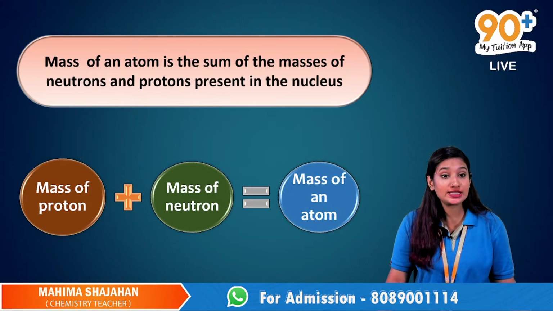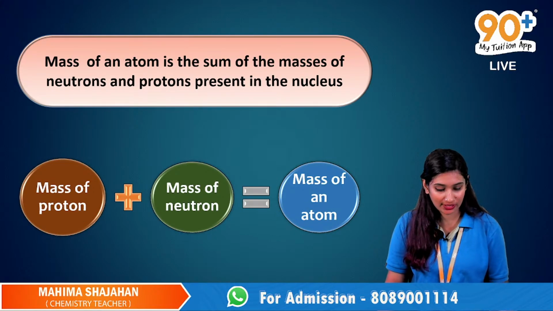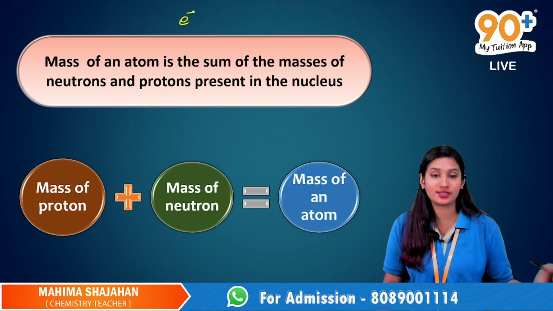Electron. What is the symbol of electron? It is e minus.